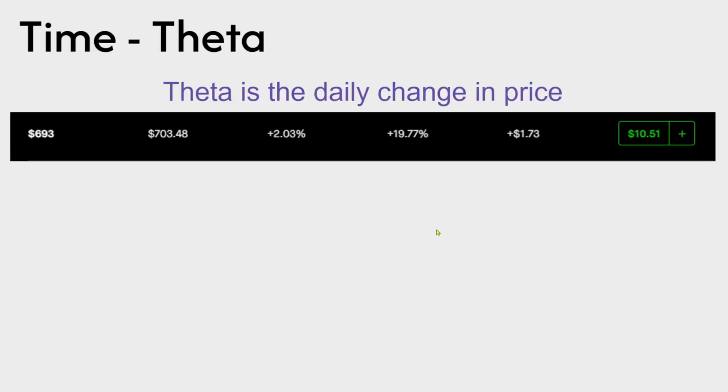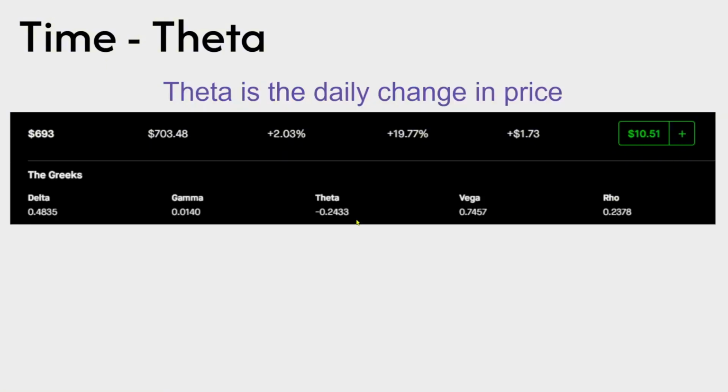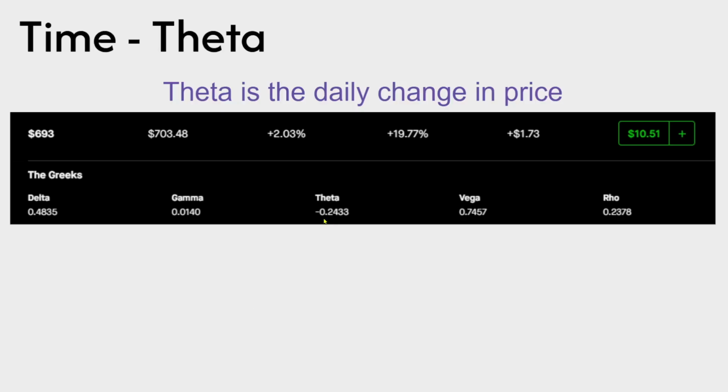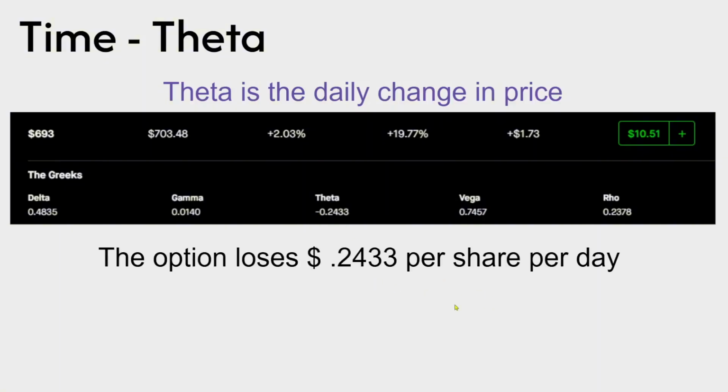Let's look at that more. So our same strike price. And here we have the theta as a negative 24. So for every day that time goes by, this option is going to lose 24 cents per share, or $24 in total. And notice it's negative because as time goes on, the price of the option decreases by this amount. So the option loses 24 cents per share every day, which is $24 in total.